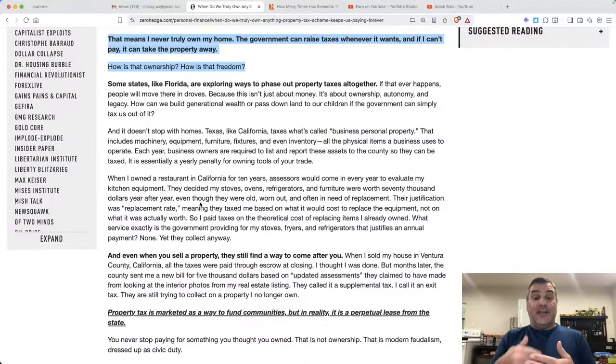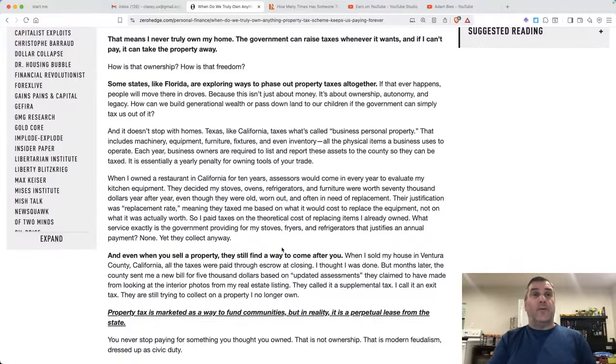So you basically pay a yearly penalty in California for owning the tools that you need to do your job. So I would have to pay a tax on my computer and my desk and my cameras and stuff like that. And they will send inspectors around. I was reading something right here. When I owned a restaurant in California for 10 years, assessors would come in every year to evaluate my kitchen equipment. They decided that my stoves, ovens, refrigerators, and furniture were worth $70,000 year after year, even though they were old, worn out, and often in need of replacement.